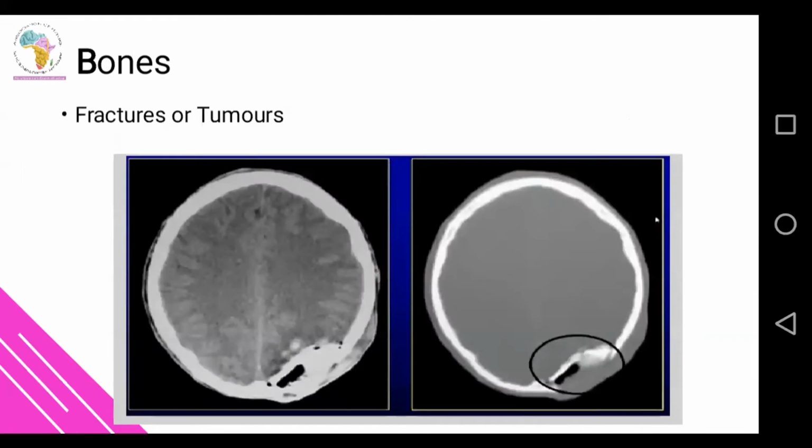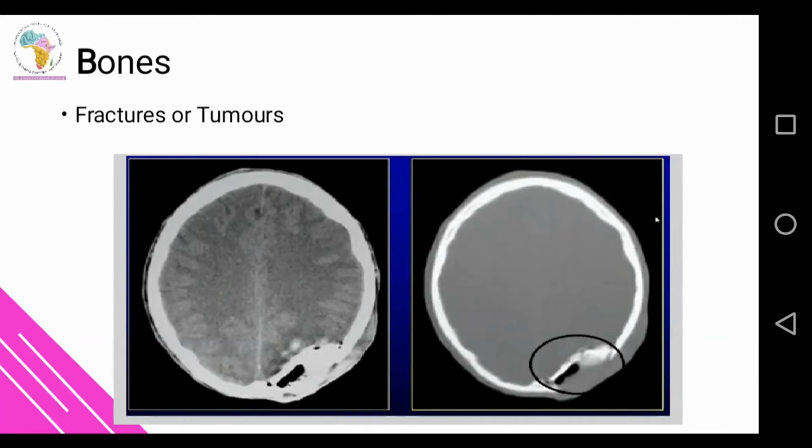Now we'll talk about the B, that is the bones. At the level of the bones, there are two main things that you are looking for. You're looking for fractures, you're looking for tumors. Or you can also add, maybe you're also looking at the air sinuses, which are found within, in between the plates, the skull plates.